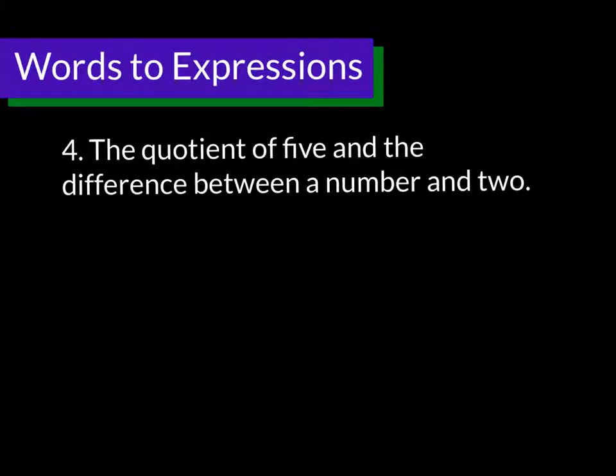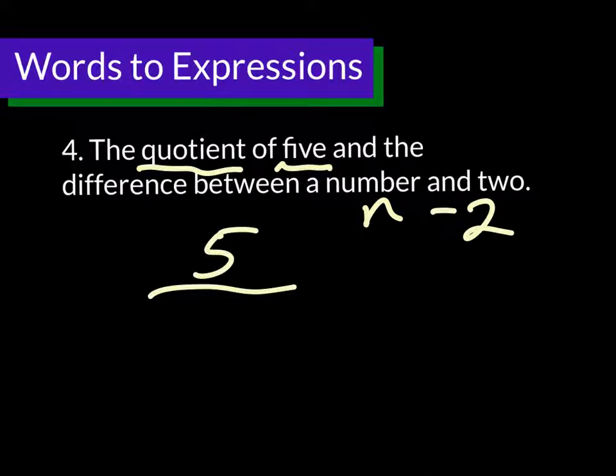4. The quotient of 5 and the difference between a number and 2. So quotient means divide. So this is 5 divided by something. And what it's divided by is the difference between a number and 2. So difference is subtract, so it's the difference between a number and 2. Now remember that in algebra, division is written in fraction form. So it's 5, the quotient of 5, and the difference between a number and 2.